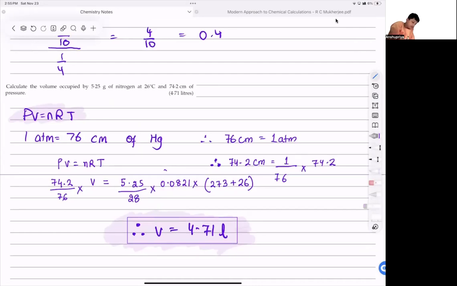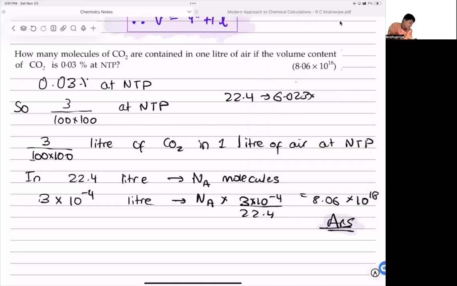0.0821, which is the value of R, and this is, we will always take it in Kelvin scale because that is the SI unit. So we will add 273. So answer will be this. Understood, guys? Understood, everyone?